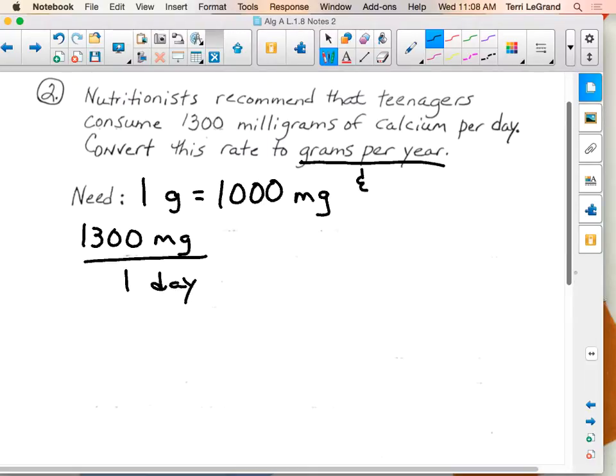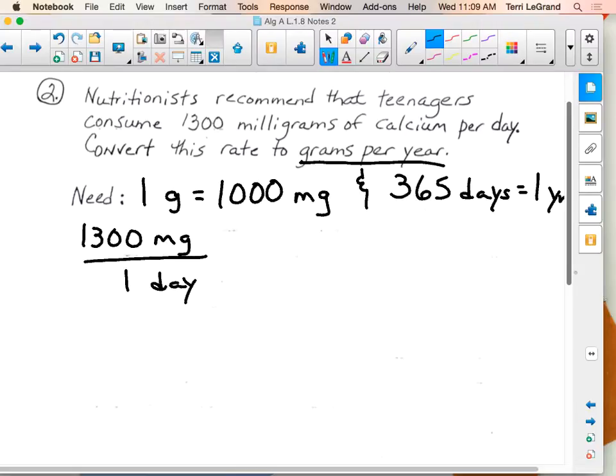And we need something that'll get us from days to years. Do we know how many days there are in a year? Yeah, so another conversion factor is that there are 365 days in 1 year. So 365 days equals 1 year. So we write down the conversion factors that we're going to need to work with first of all, and then we'll start setting up our multiplying, our ratios. So far, does anybody have any questions?